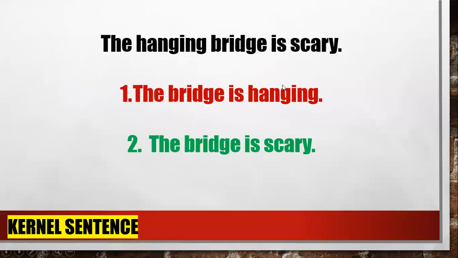Let's see here more examples in order to make it clear. Here you have this sentence. Notice when I say simple, simplest, notice because we can make simple sentences, but it's not a kernel sentence. Notice here, this sentence is simple. The hanging bridge is scary. It's a simple sentence, right? It's not so complicated, it's not compound, it's not complex, it's not compound complex. It's a simple sentence, but it's not a kernel sentence because it has two ideas. What are the two ideas? The bridge is hanging and the bridge is scary.